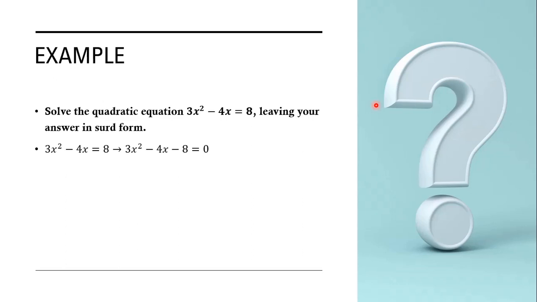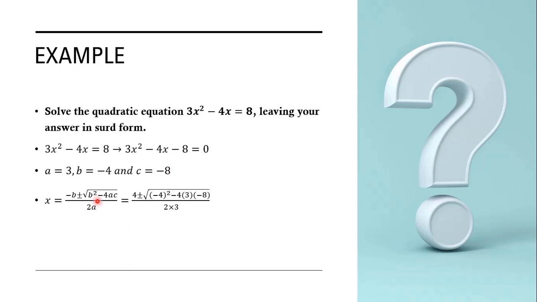Well, first of all, we'll rearrange it to get it equal to 0. So 3x squared minus 4x minus 8 equals 0. And from this, our a, b, and c, which we need in the quadratic formula, are 3, minus 4 and minus 8. Quadratic formula here, x equals negative b plus or minus the square root of b squared minus 4ac over 2a. So we sub our a, b, and c into that, so we end up with 4 plus or minus the square root of minus 4 squared minus 4 times 3 times minus 8 over 2 times 3.